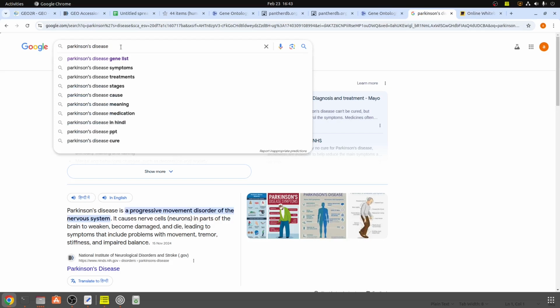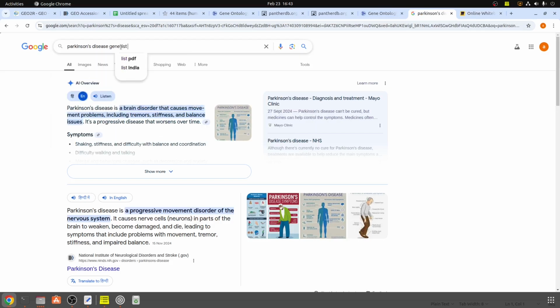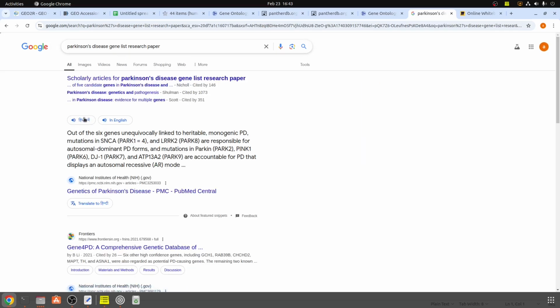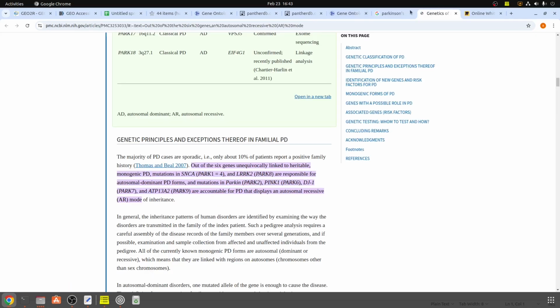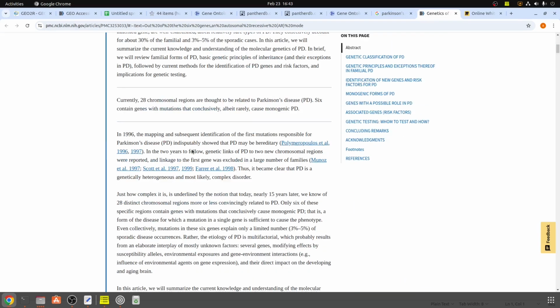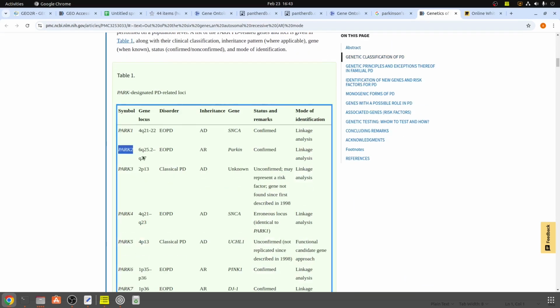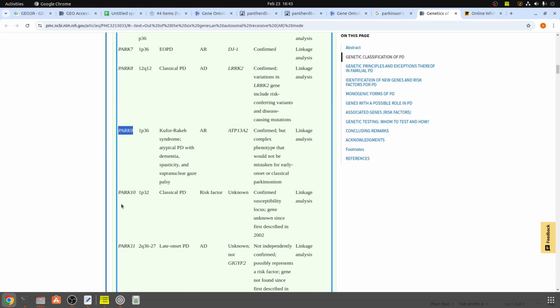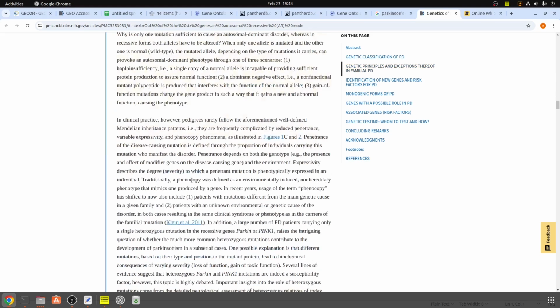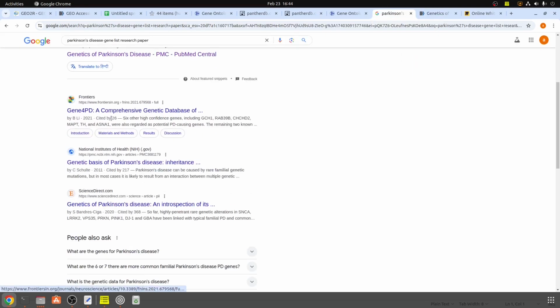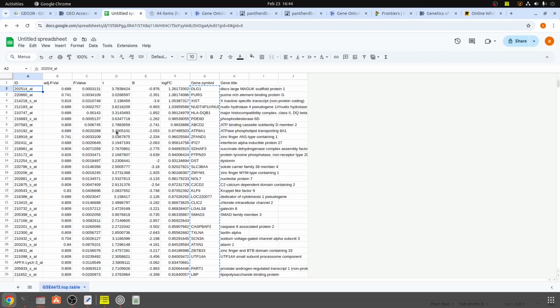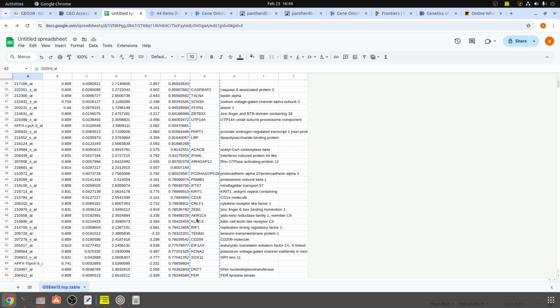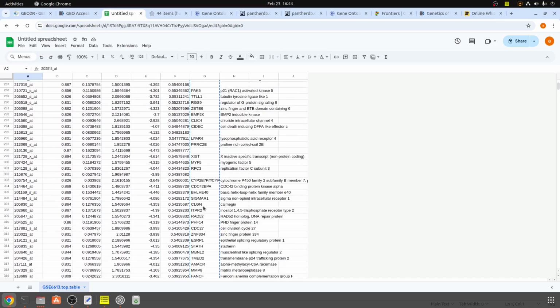So what we have to do is identify the gene list related to Parkinson disease, and we identify the papers. Then we have to go to the particular papers, and suppose this is the paper where we find the genes, PARK1, PARK2, confirmed linkage analysis, PARK1. So what I have to do is fetch the genes from there and create a separate Excel. On the basis of that, I will map with our data, looking for whether the genes are present in our data or not. If the gene is present in our data, then I will map with them.